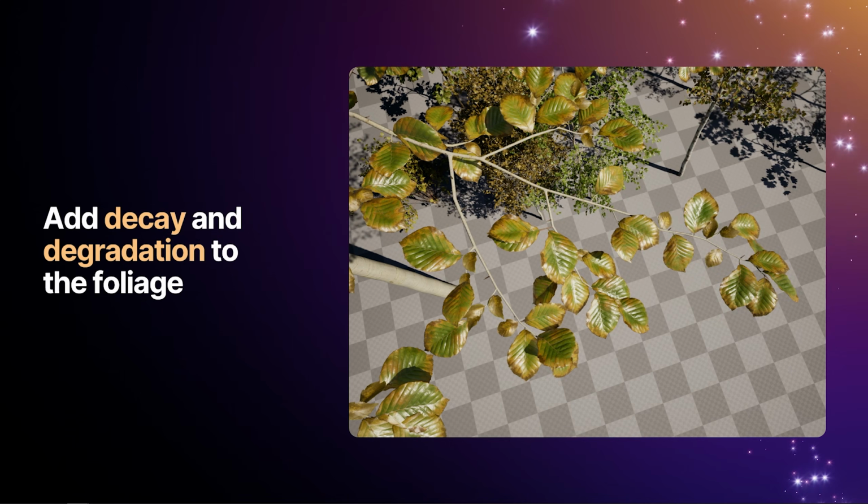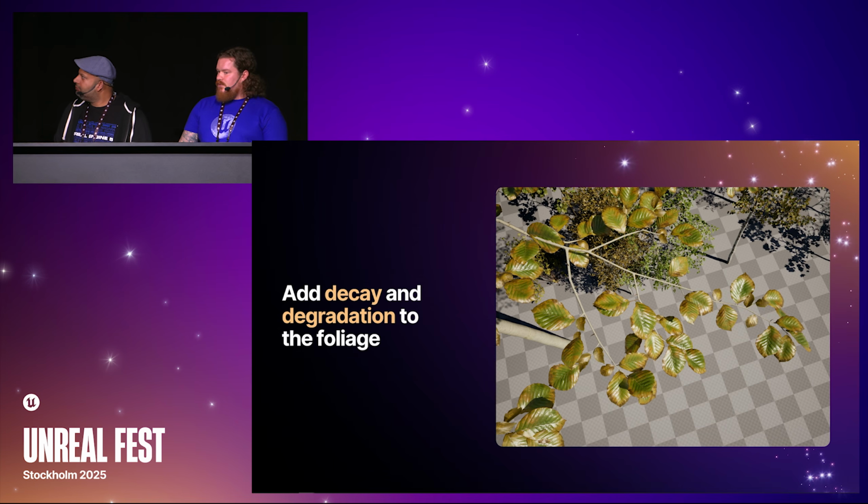And as with all of our other assets, it also supports a health system. So you can degrade the foliage by tuning the health parameter in the actor. It works by figuring out gradients of your base color and adding in more brownish, reddish colors to represent decay.